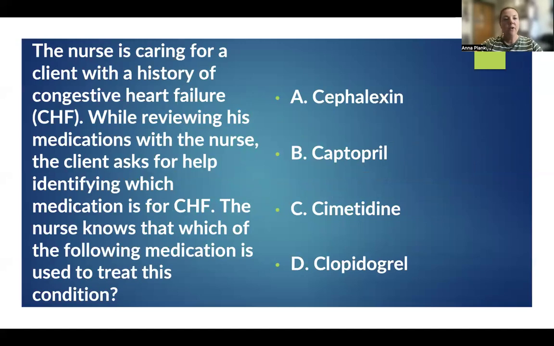If you're caring for a client with a history of CHF and you're reviewing the medication list, and the client says, which medication is he taking that is for CHF? So, which one of these four very similar C sounding medications is used for CHF?